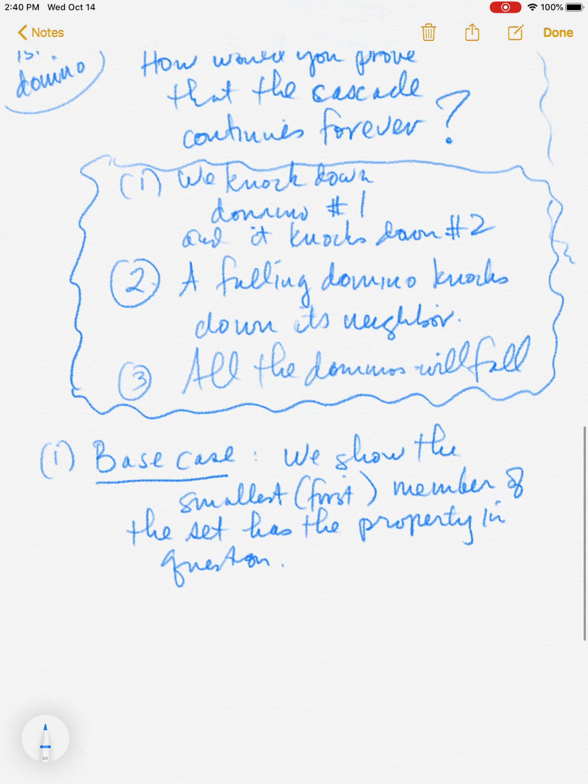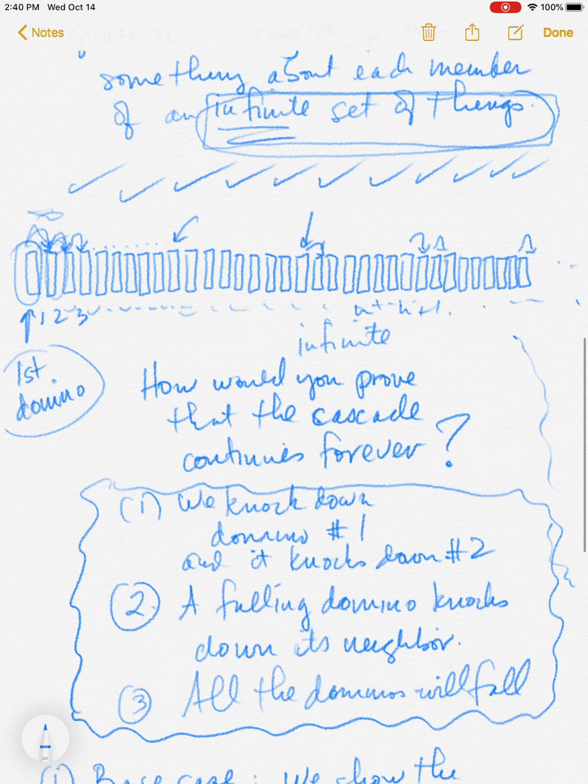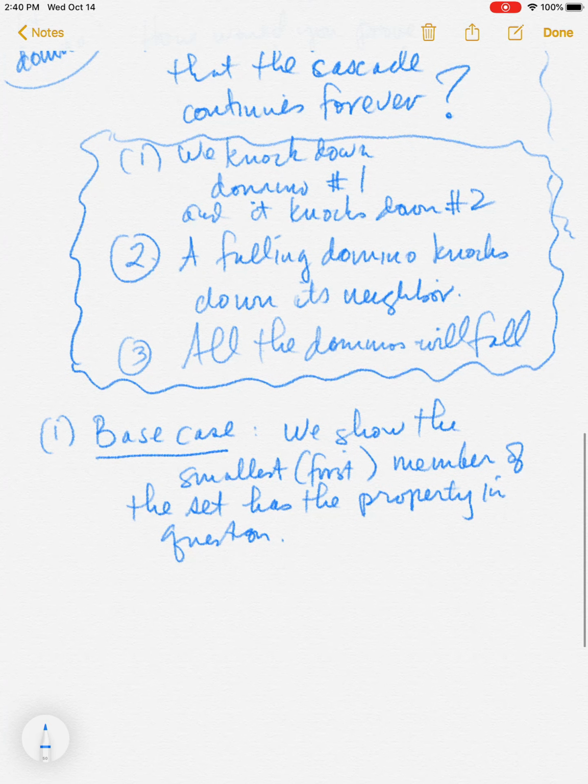So basically, you want to get the ball rolling, so to speak. In this case, we showed that when we knock down the first guy, he knocks down the second guy. Okay. So that's the base case. The next part of any proof by mathematical induction is what's called the inductive step.